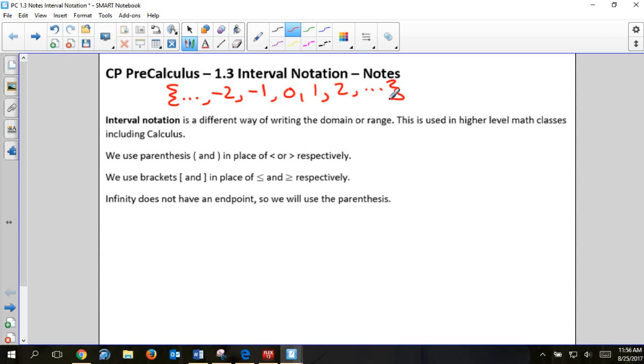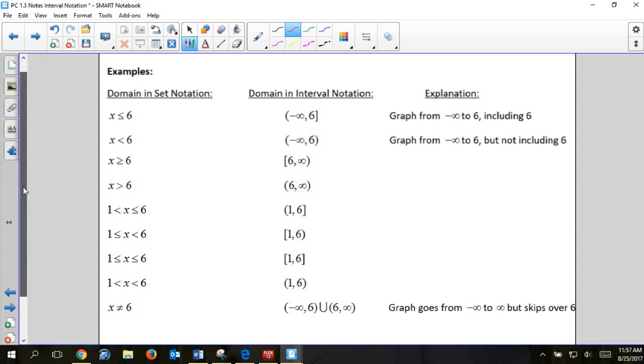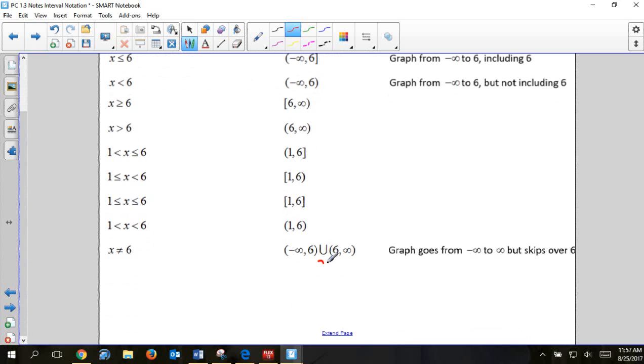When we write interval notation, if it includes the endpoint, then we have brackets. But if it goes up to that endpoint, but it's not equal to, like when we did the open circle when we were doing piecewise, it would be a parenthesis. And infinity is not an end. It goes on forever, so it does not get the bracket, it gets the parenthesis. And then here's a bunch of examples of different ways that you would take it from set notation to write it in interval notation. And this bottom one right here has a U in it.